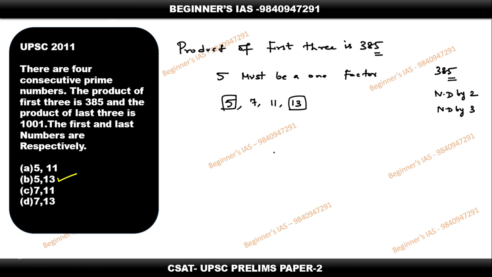How to cross check? Listen, I will tell you how to cross check. It is given that the product of the first 3 is 385. Therefore check 5 into 7 into 11. Surely it gives you 385 as the result. And then the product of the last 3 is 1001. Last 3 means 7 into 11 into 13, which surely gives you a result of 1001. So this is the way to cross check. Therefore the answer for this question is B, 5, 13.